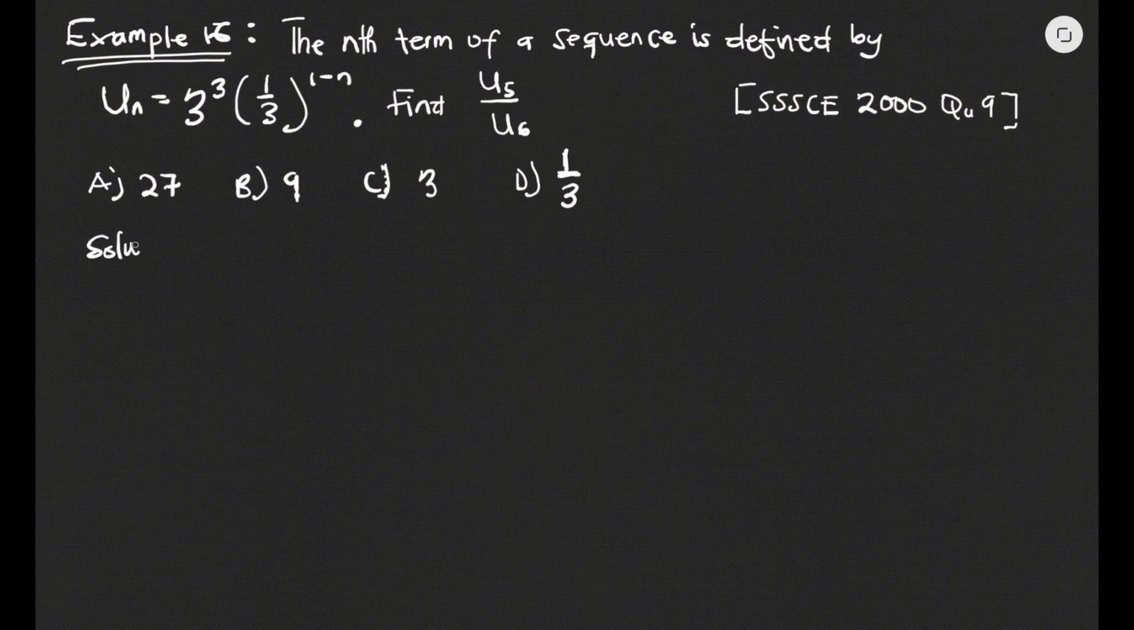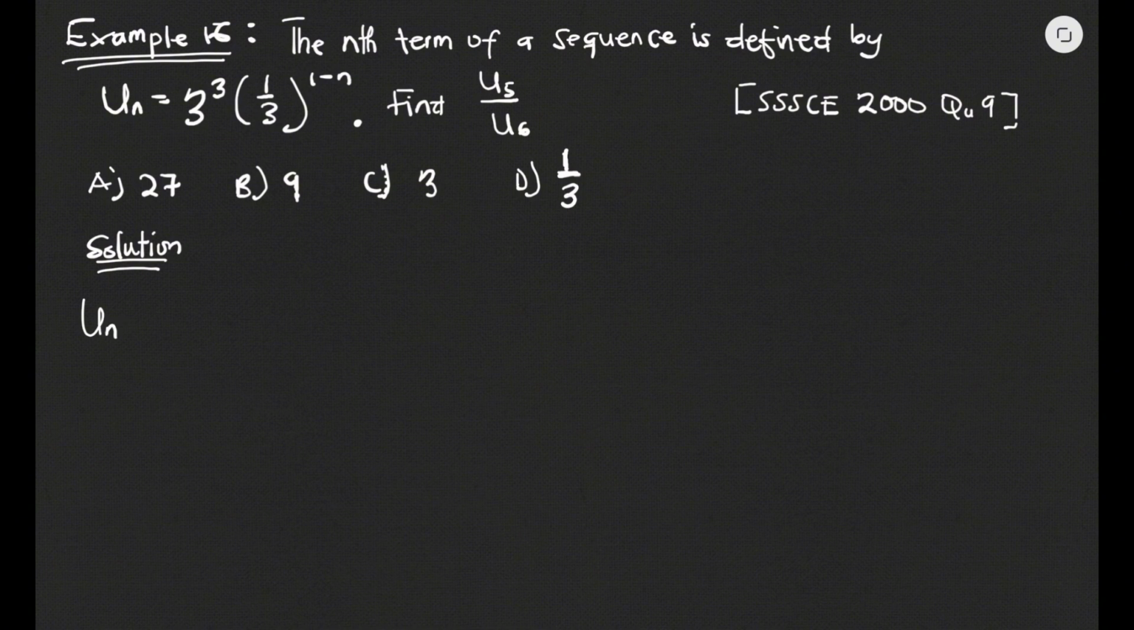So, write down solution. They are saying the nth term of a sequence is defined by this, right? So for this particular question, the sequence is defined as we see over here. It's a special case, so we have to find u5 and u6, the ratio between them. Using the formula un given to us, we need to find u5, find u6, and then divide them and we get our answer. So let's proceed to look at that.